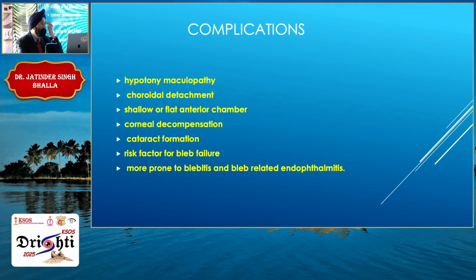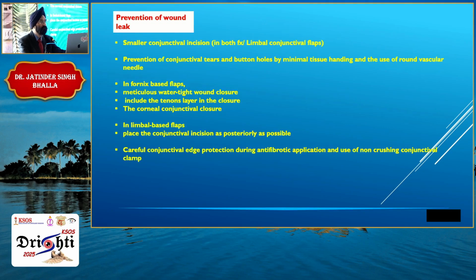So what are the complications associated with bleb leak? It can lead to hypotony maculopathy, choroidal detachment, shallow or flat anterior chamber, and then corneal and anterior segment complications like corneal decompensation, cataract formation. It is a risk factor for bleb failure, and these blebs are more prone to blebitis and bleb-related endophthalmitis.